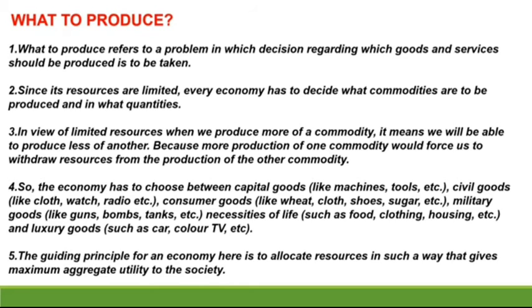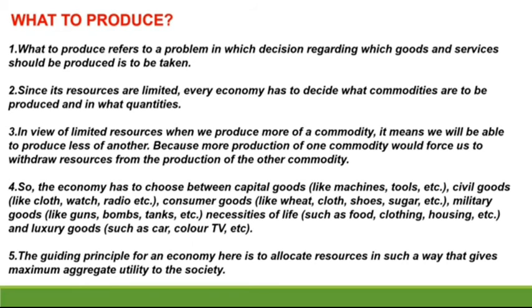So, the economy has to choose between capital goods like machines, tools, civil goods like cloth, watch, radio, consumer goods like wheat, shoes, sugar, military goods like guns, bombs, tanks, necessities of life such as food, clothing, housing, etc., and luxury goods, that is car, color TV, etc. The guiding principle for an economy here is to allocate resources in such a way that gives maximum aggregate utility to the society. So this was all about the what to produce problem.